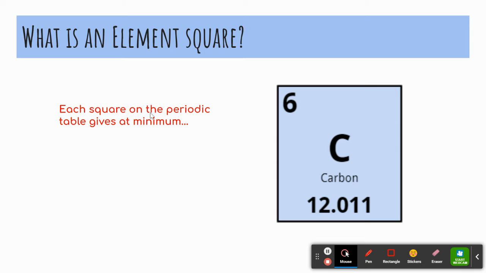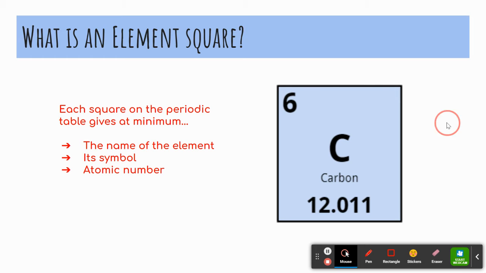So each square on the periodic table gives, at a minimum, the name of the element, which we can see here, carbon, its symbol, which is here as C, the atomic number, which is up here in the left-hand column, and then the relative atomic mass, which is here. So make sure you write that stuff down.